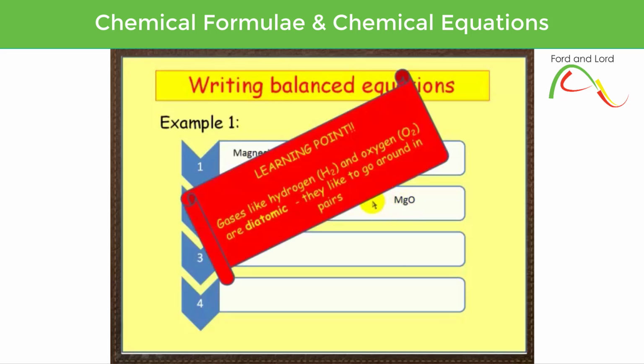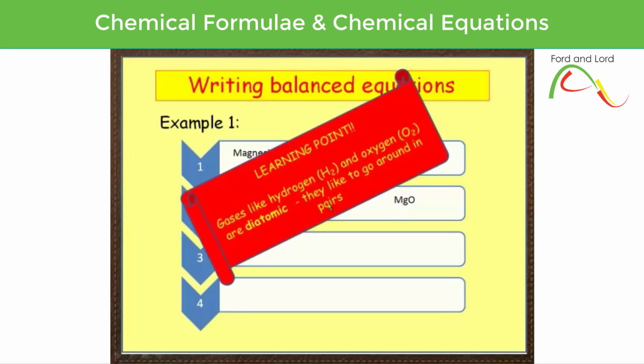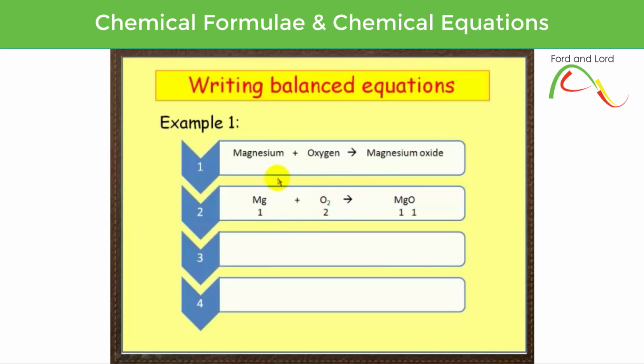Oh, there's our warning. Gases like hydrogen H2 and oxygen O2 are diatomic. Remember, di is 2, so it means 2 atoms. Diatomic is 2 atoms. They like to go in pairs. So there's O2 in pairs. Got it? Hope you have now. Now let's count how many atoms we've got. We've got 1 magnesium, 2 oxygens, 1 magnesium, 1 oxygen.